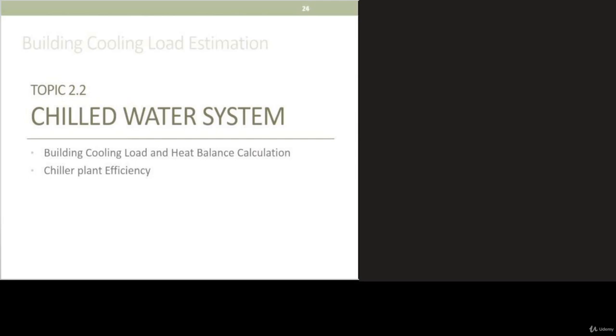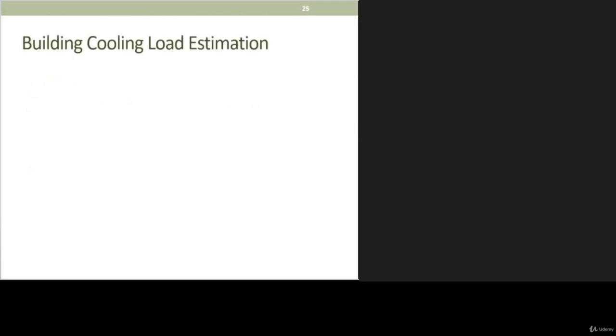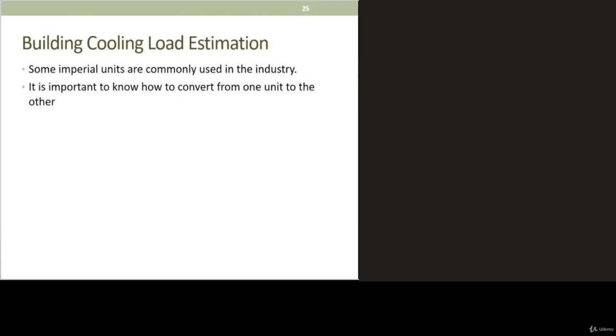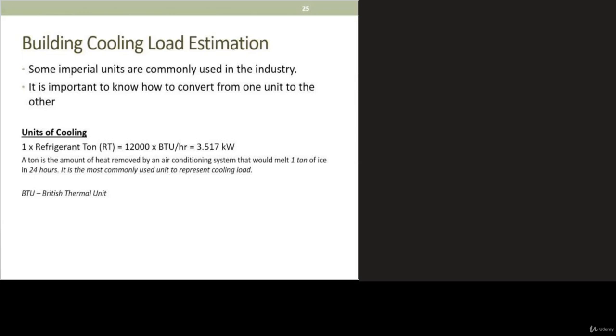So before we talk about the cooling load, there are some imperial units that are very commonly used in this industry. So you must know how to convert from one type of units into the other. As we know, for heat energy or power, we always use this unit, kilowatts. But there's a more commonly used unit which is called R-ton, refrigerant ton. So how are they related?